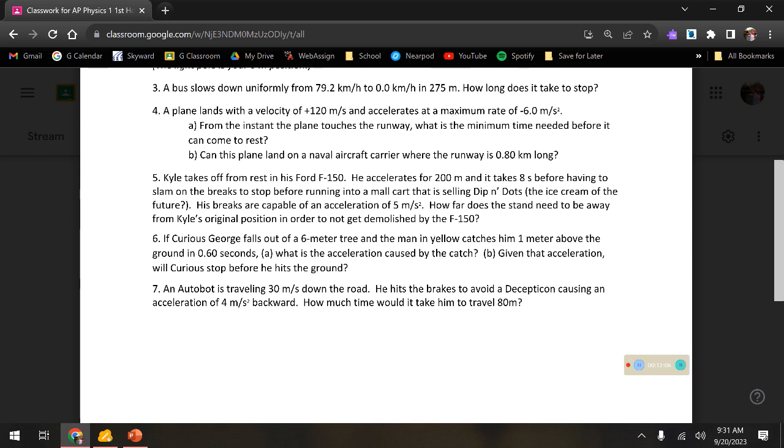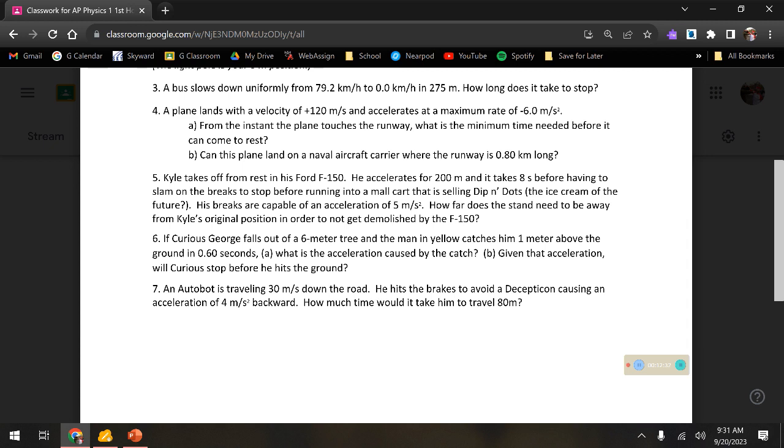Okay. 6B. Specifically, okay, curious, falls out of a 6-meter tree and is caught. Hopefully you saw the displacement there should be 5 and not 6, right? Because the height of the tree is 6. That is not saying how far he's going. And so you should get that he's caught at a speed of 9.9 meters per second. Now, whether or not that's positive or negative depends on which direction you made which.